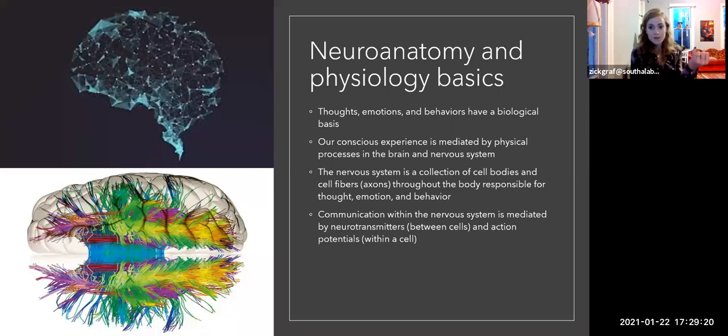When we talk about the nervous system, what we're actually talking about is a collection of cells and cell fibers, which are also called axons, that exist throughout the body. This collection of cells is responsible for all of our thoughts, emotions, and behavior. Within the nervous system, so between these groups of cells, communication happens through neurotransmitters, which is how neurons communicate with each other, and action potentials, which is how neurons communicate within themselves.